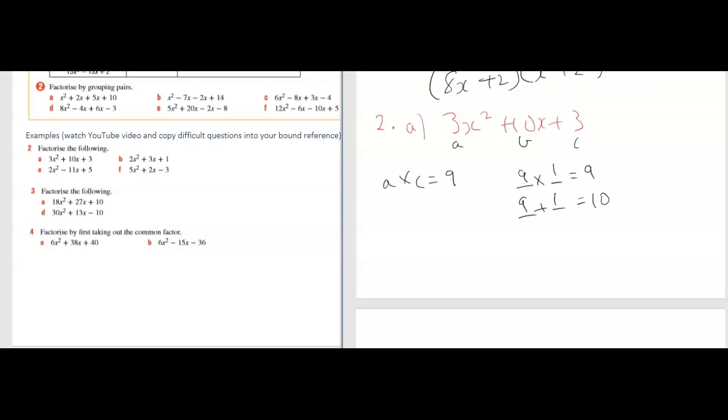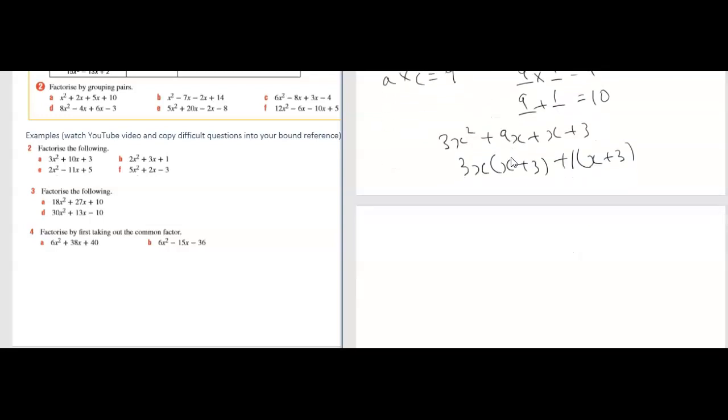So when I rewrite this expression, I'm going to rewrite it as 3x squared plus 9x plus 1x, so it's just x plus 3. And then I'm going to take out the common factor. So I've got 3x here, which leaves me with x plus 3. And then there's no common factor here, so it's just x plus 3. But there is, sorry, I should probably say that if you put a 1 in, it's going to remind you to do the next step, which is 3x and 1, x plus 3.